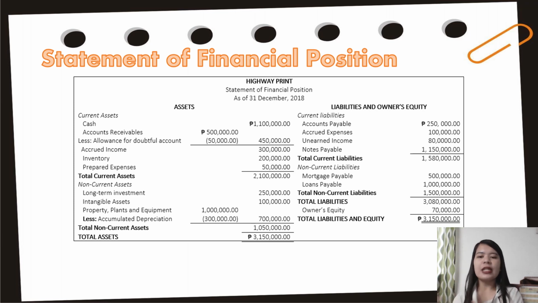So, actually, pinagawa ko na ito sa inyo before. Nung kayo ay grade 11. So, ito, i-recall lamang natin. And then, we will be more organized in our accounts. So, we need to identify which are assets, liabilities, and equity, and from that, which are the current assets and the non-current assets, and which are the current liabilities and the non-current liabilities.